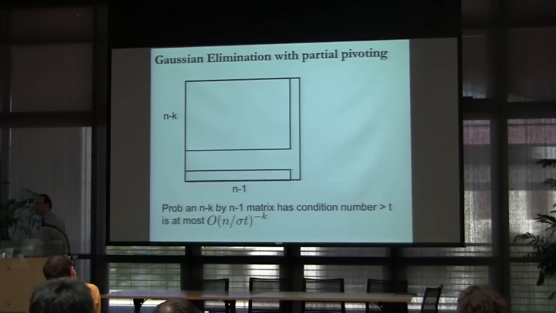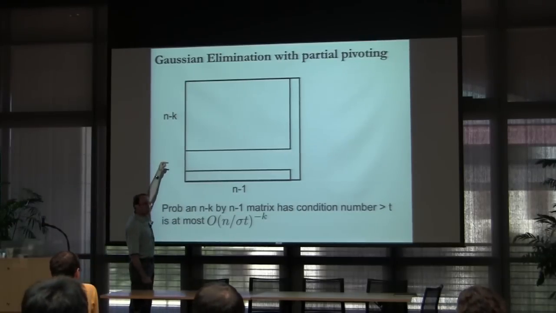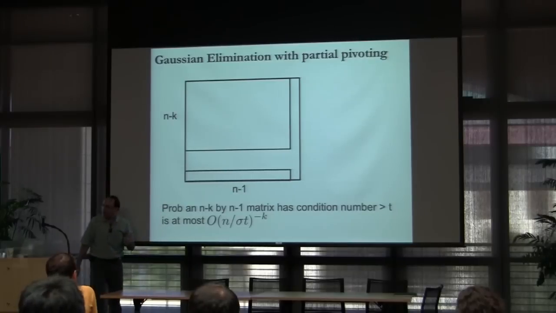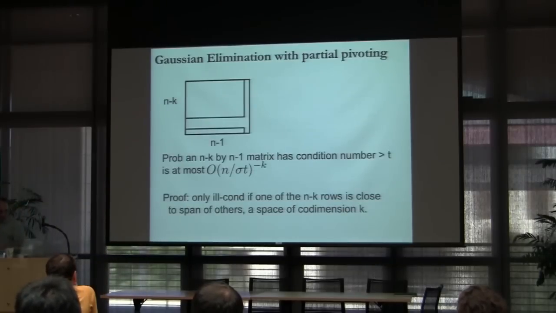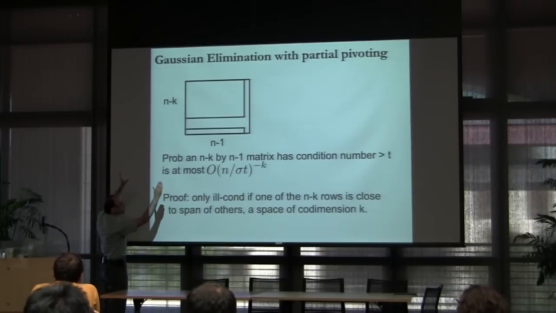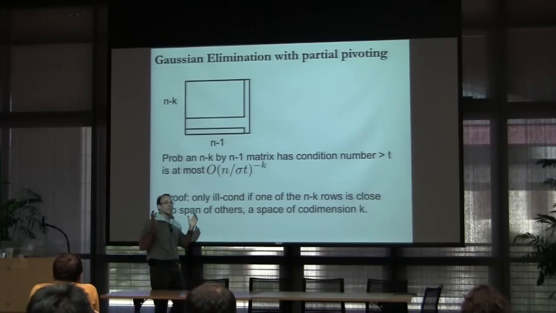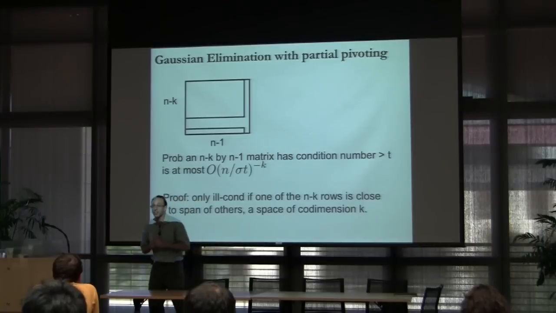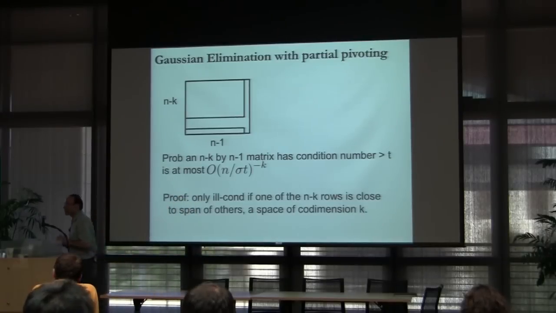The reason is, again, the only way this matrix is poorly conditioned is if some one of its rows is close to a linear combination of the other rows, but now there are only n minus k minus 1 other rows, so it's a subspace of codimension k. So it's very unlikely to lie near that. So the key point is when you have a rectangular matrix and you perturb it, it is much less likely to be poorly conditioned than a square matrix. Maybe that's enough of the proof.